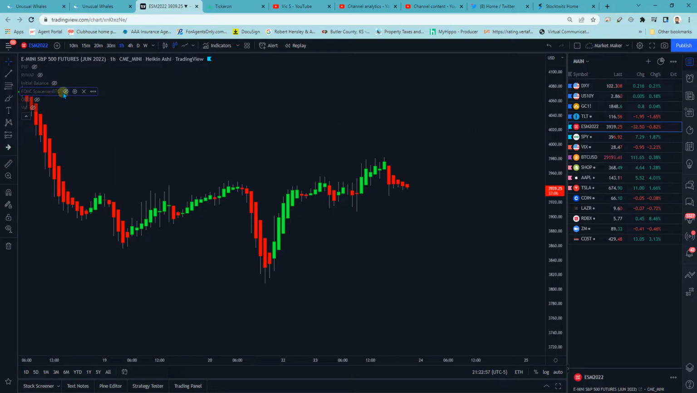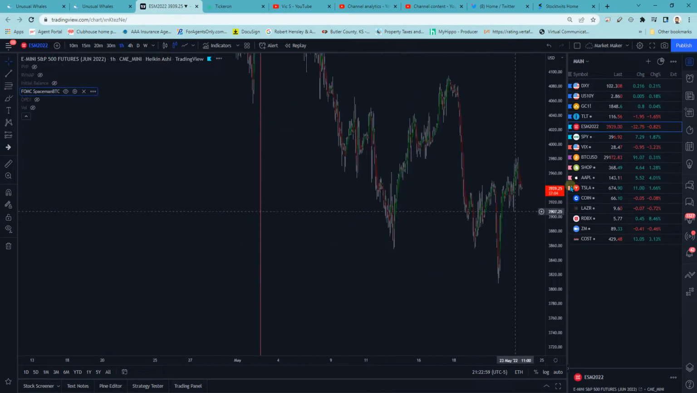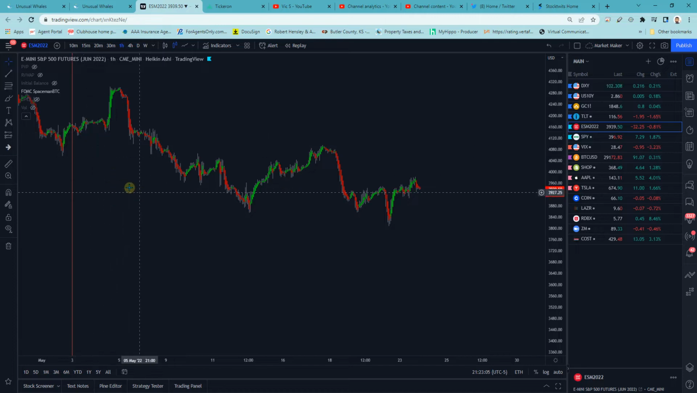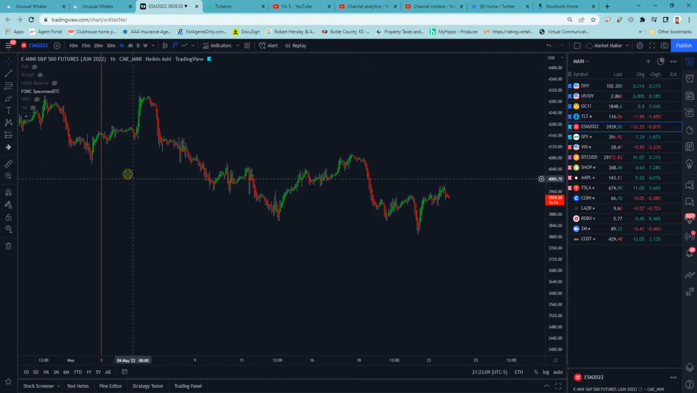Then another really cool indicator that I like to keep up there is this FOMC line, just so I know when the FOMC is and make sure I don't forget about it. I like to see the patterns that develop around those areas as well.